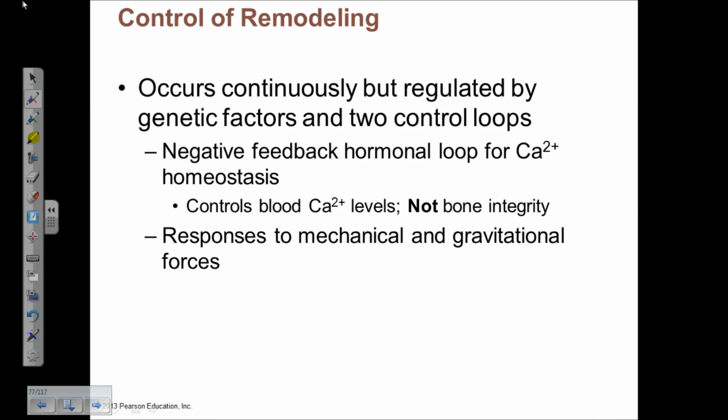So how is remodeling controlled? It can be controlled by the negative feedback for the calcium homeostasis in the blood. Give me 4 minutes and I will let you go. Let's talk about negative feedback and I will let you go. We're not going to talk about mechanical and gravitational forces today.